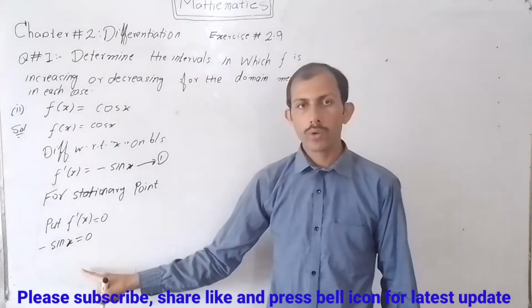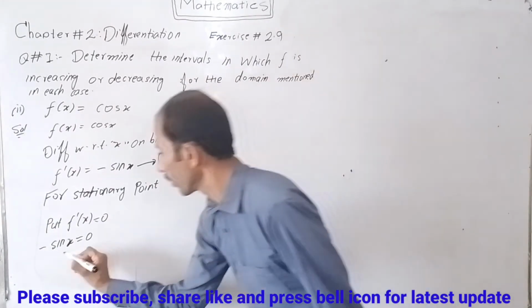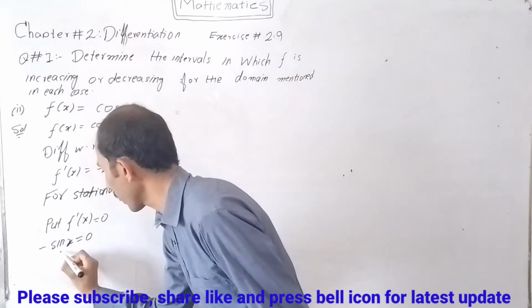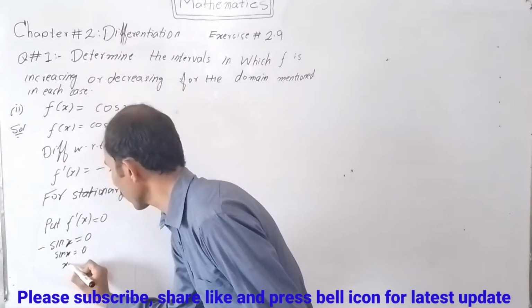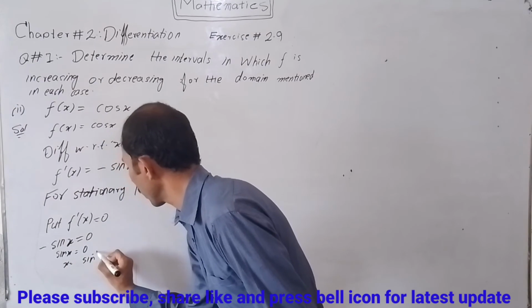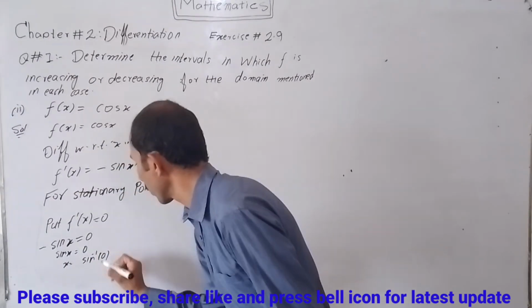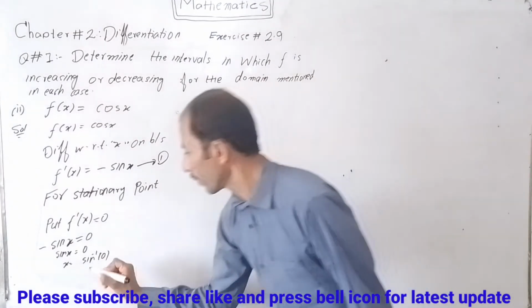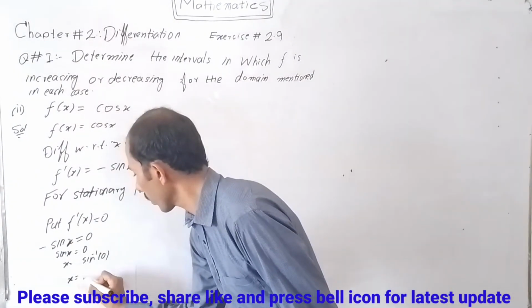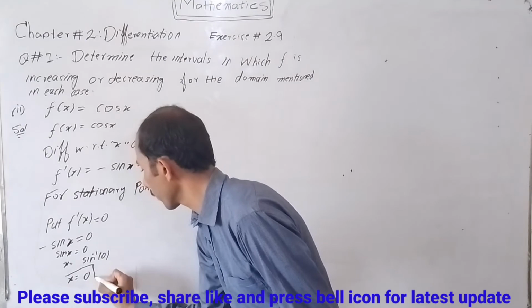Multiplying by minus, sin x is equal to 0. So x is equal to sin inverse 0. Sine 0 is 0, so x is equal to 0.